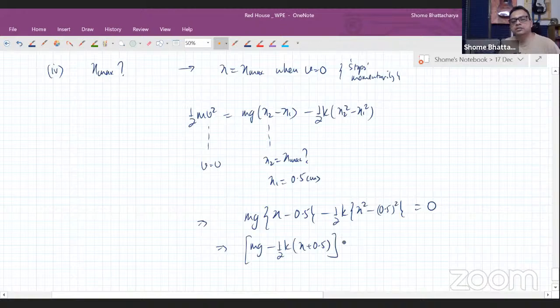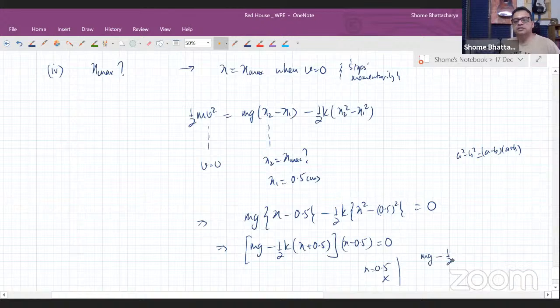Now this is rather easy to solve because we can take this thing common, using the formula that a square minus b square is a minus b into a plus b. So make use of that here. So this will give us two roots. One root is x equal to 0.5. That is not okay because that is x1. The other root is this thing, mg minus half k into x plus 0.5 is 0.